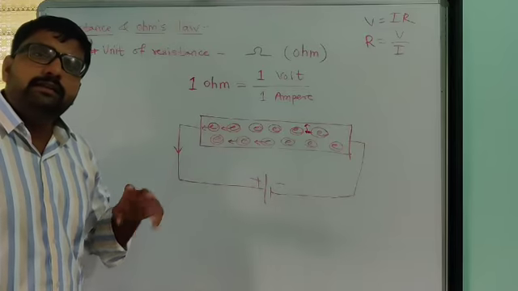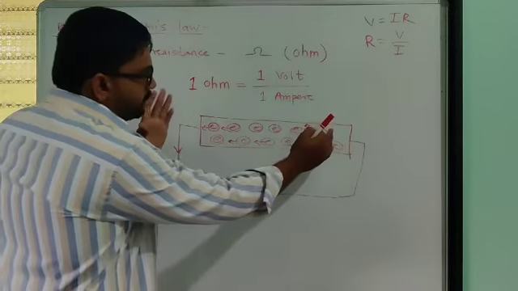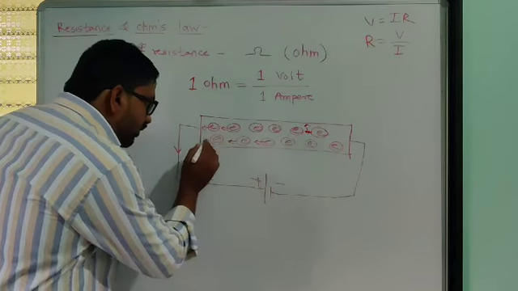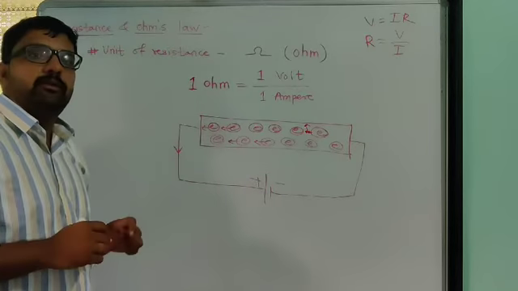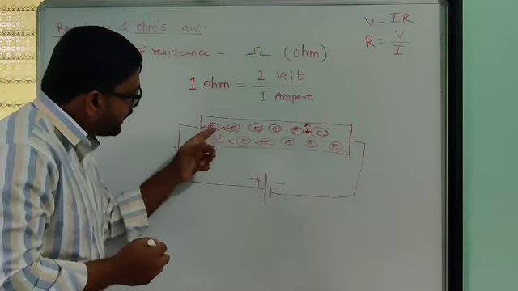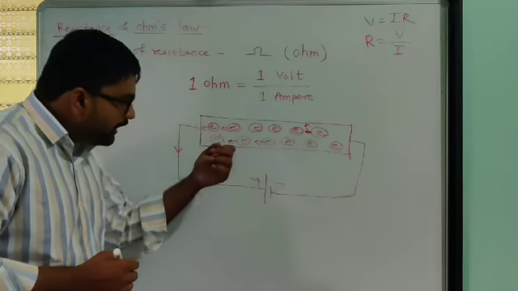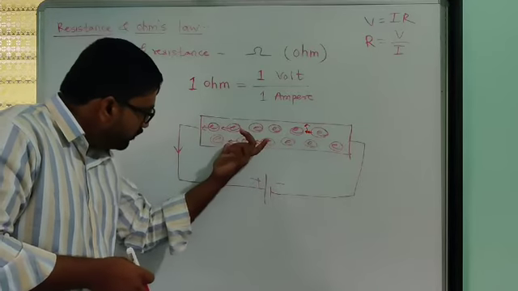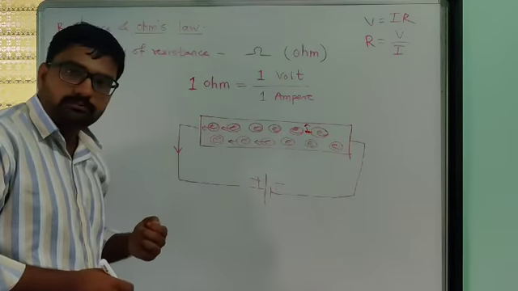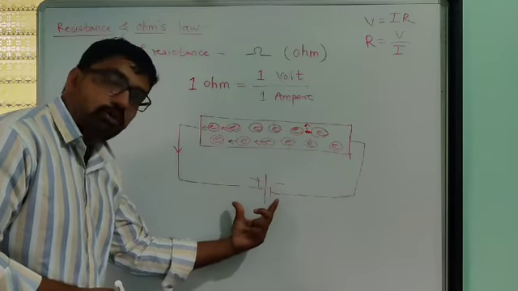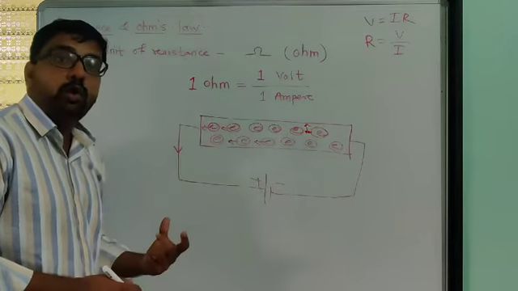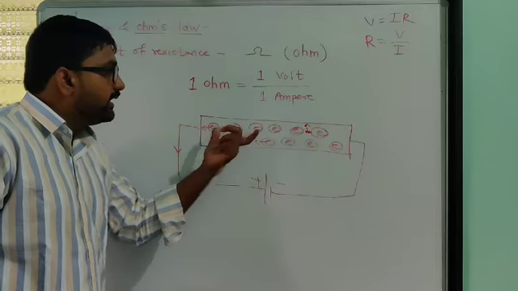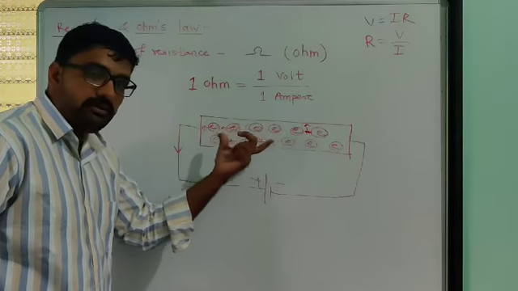If resistivity is very high, suppose this material has very high resistivity, then all the electrons will move in a random way. Their collision takes place with the atoms and ions. So when the resistivity is very high, they are not able to move along this path. Even if you connect a very high potential difference here, they will not be able to overcome the resistance present inside that particular conductor material.